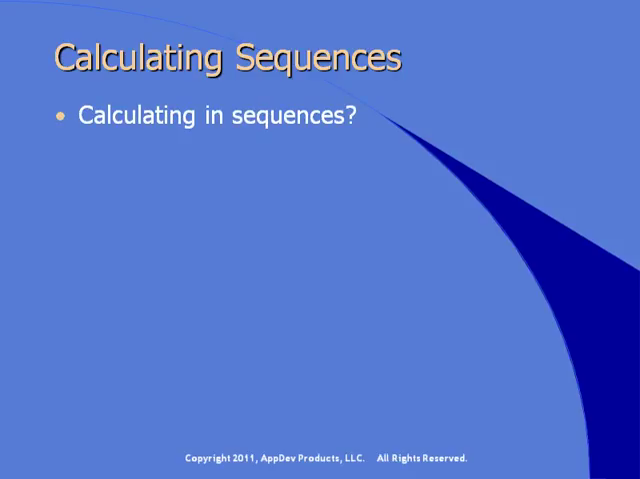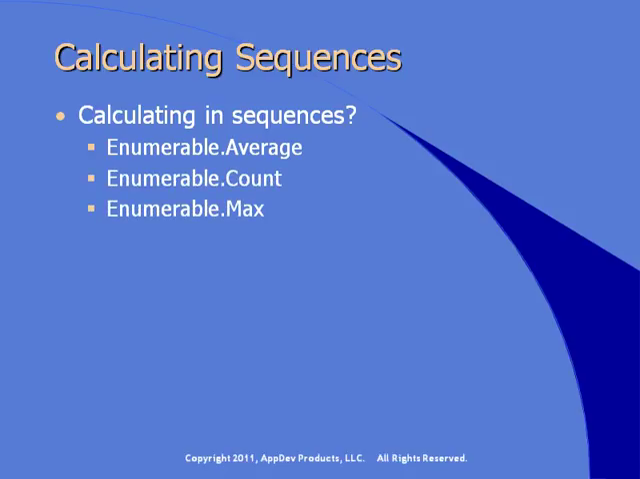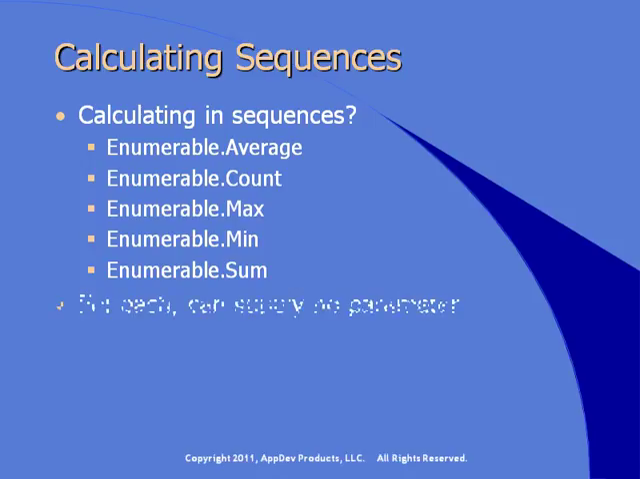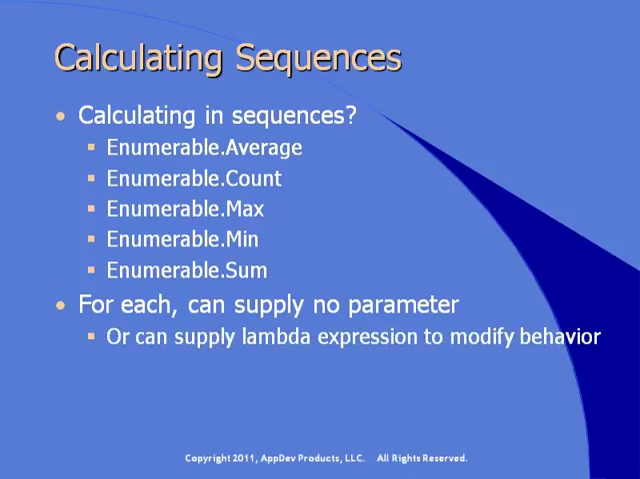You might want to perform calculations in sequences. For example, you might want to calculate the average, the count, the max, the min, or the sum of a sequence. There are functions that provide all of these mathematical calculations. For each of these, you can supply no parameter, which works on all the elements in the sequence, or you can supply a lambda expression which modifies the behavior of the method.